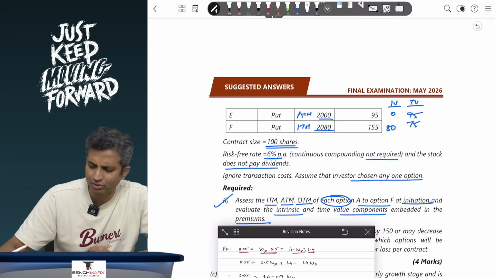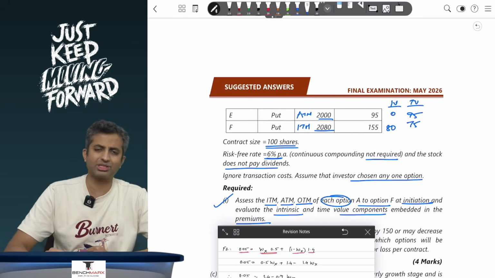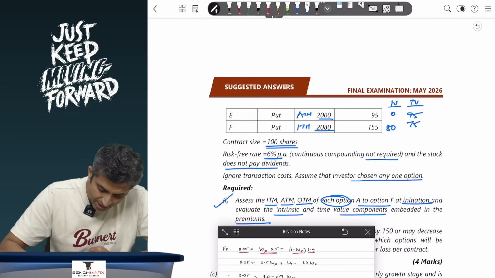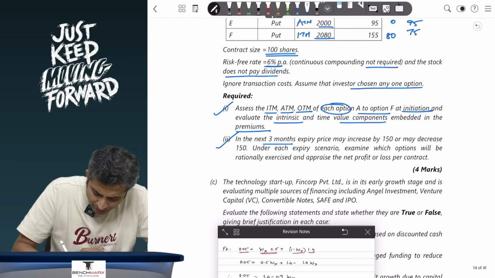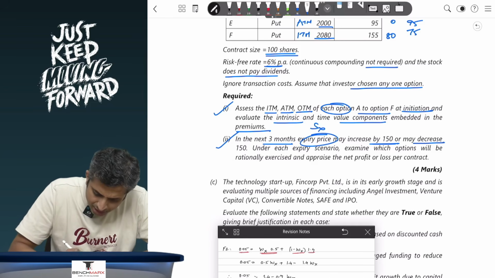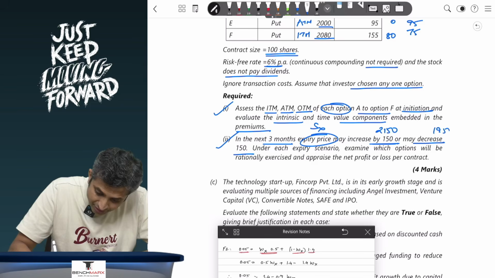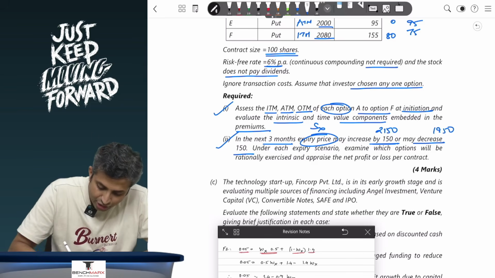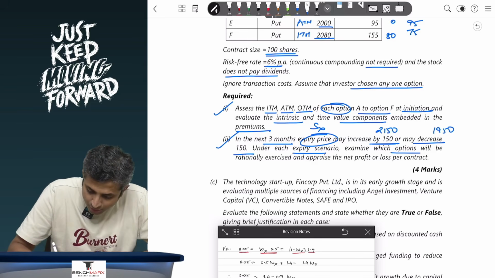So it's a good practice question for the concept of intrinsic and time value. Sub point 2 says, in the next 3 months, expiry price, that is spot at expiry, may increase by 150, so this will become 2150, or it may decrease by 150, so it may become 1950, either of these two. Under each expiry scenario, examine which options will be rationally exercised and appraise the net profit or loss.